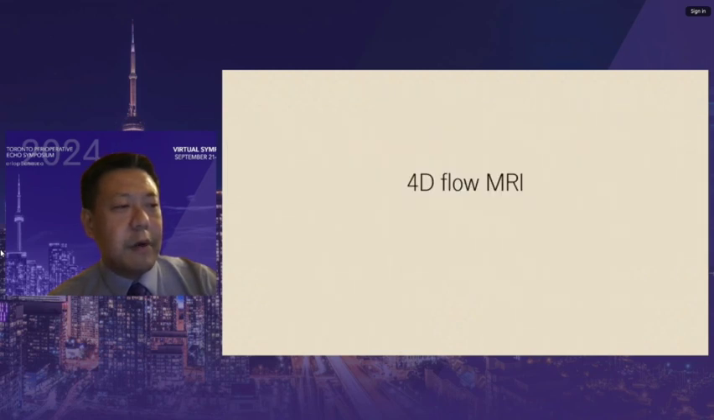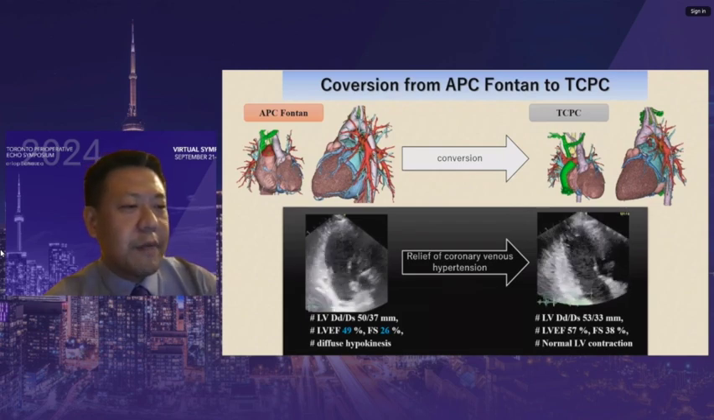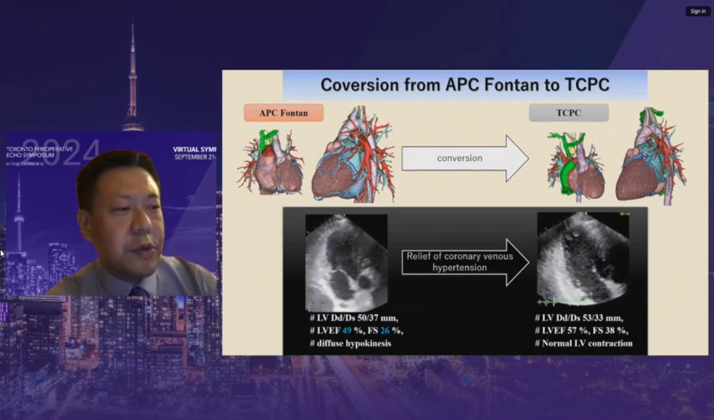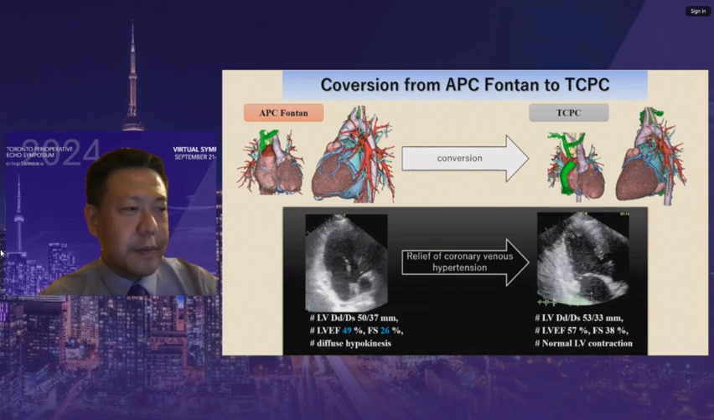Next, I will talk about an example of the analysis of a Fontan case using 4D MRI. Next slide. This is a case of a patient who underwent APC Fontan surgery and was converted to TCPC due to inadequate blood flow to the pulmonary artery. After the conversion, central venous pressure decreased and the left ventricular wall motion also improved. Next slide.